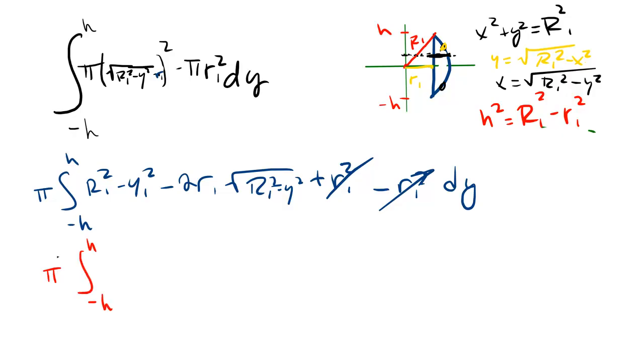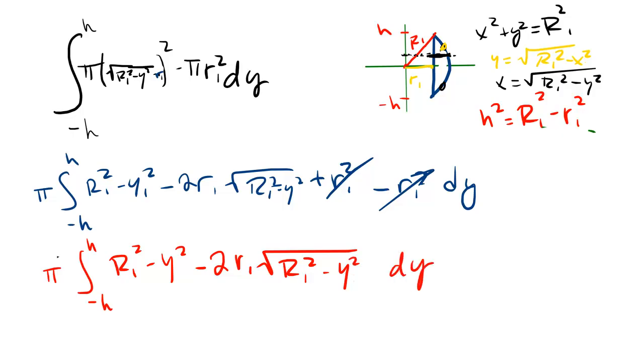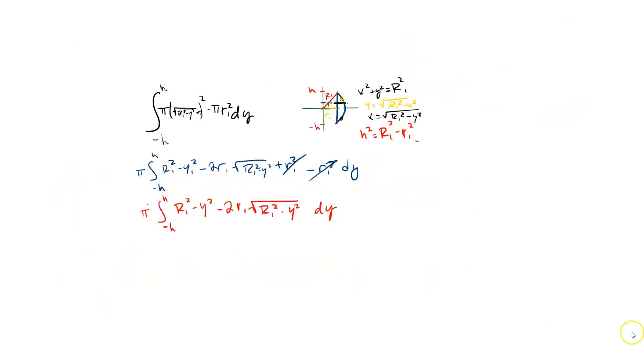We're left over here with, I'm just going to copy down what we have, the integral from negative h to h of R1 squared minus y squared minus 2 r1 root R1 squared minus y squared dy. My gosh, I'm in a rush because these videos cut off. Good, zooming out here. Now this is one reason why it's nice to have two methods for the surfaces of revolution. Let's see what happens with this.